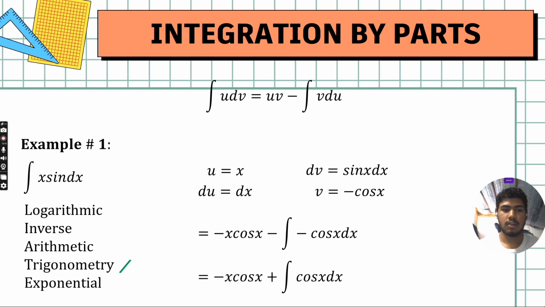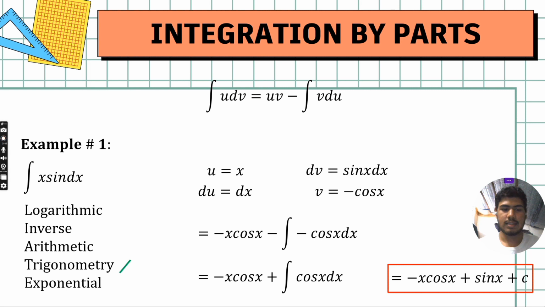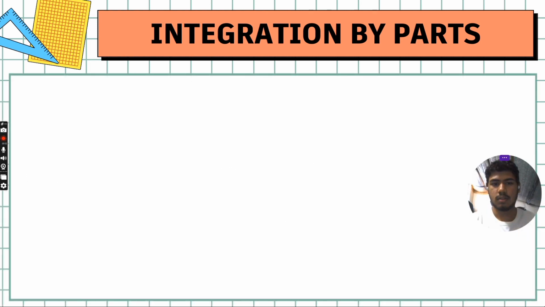Next step, we're just going to copy the left side and change the sign of the right side. Since there are two negatives, the answer will be negative x cosine x plus the integral of cosine x dx. Our final answer will be negative x cosine x plus sine x plus c. Always don't forget to add the plus c at the end. The integral of cosine x dx changed into sine x because of the rules in trigonometry.